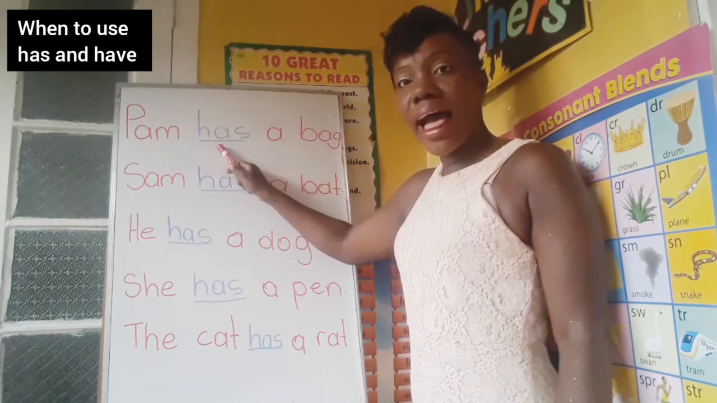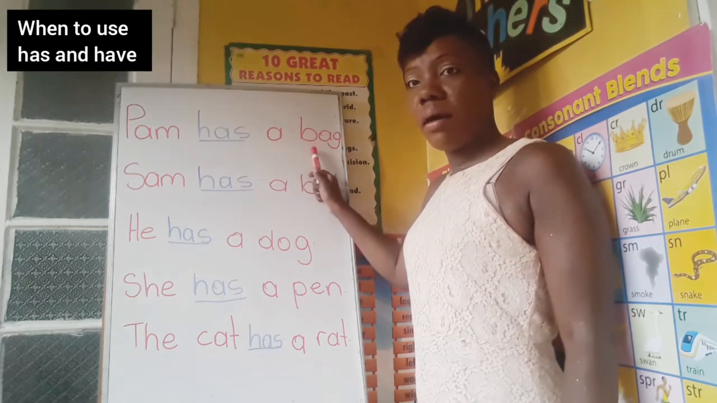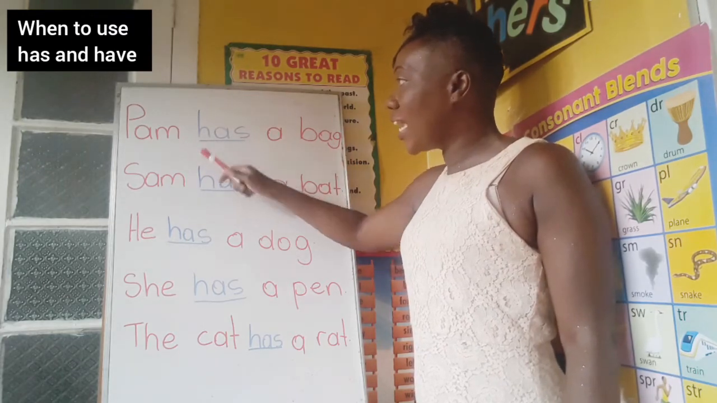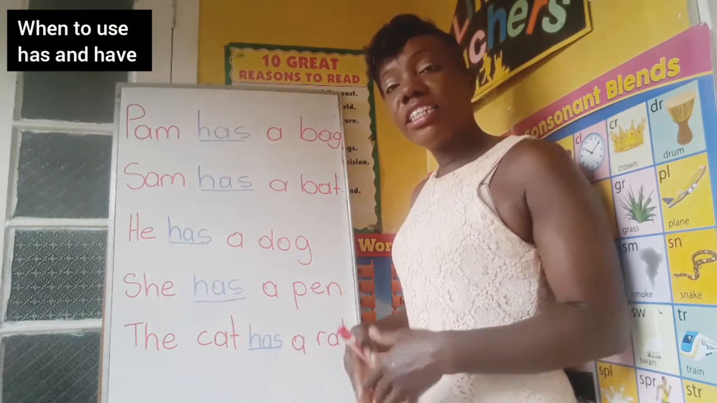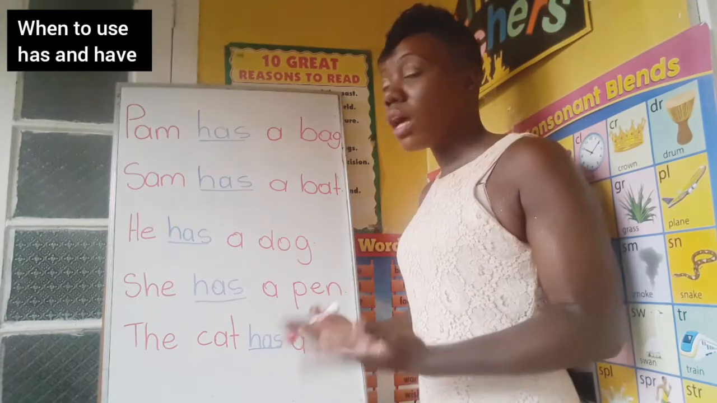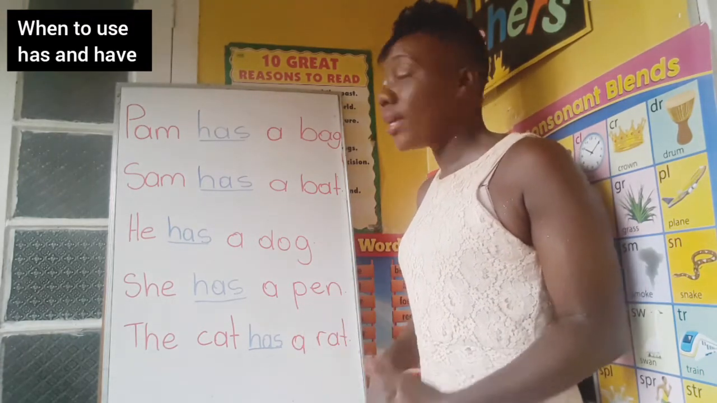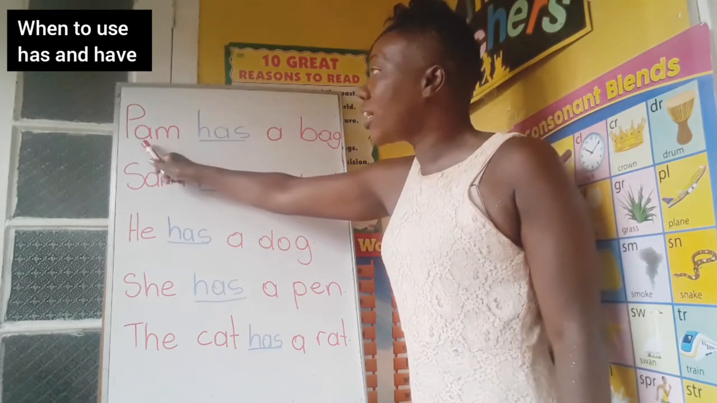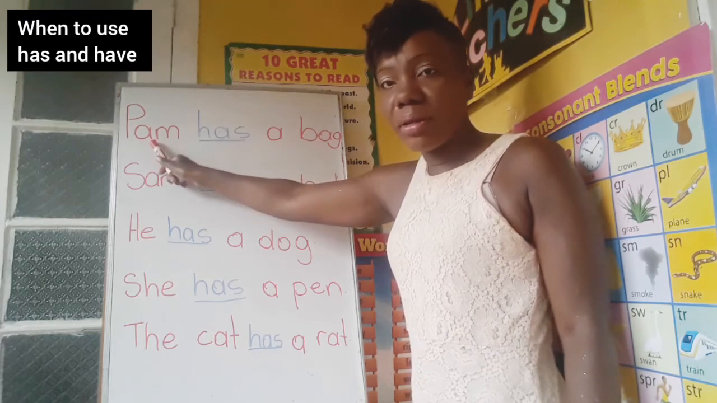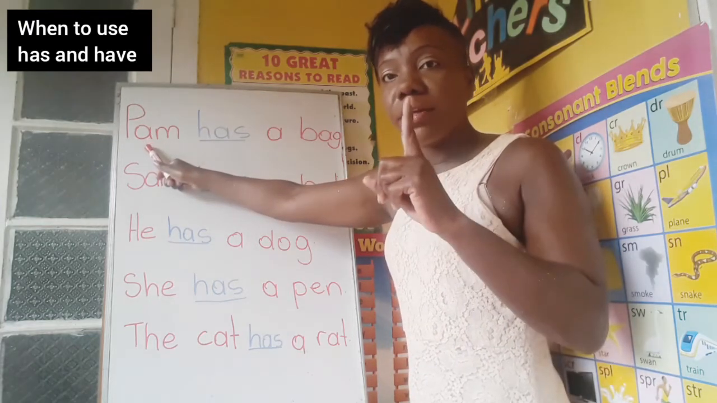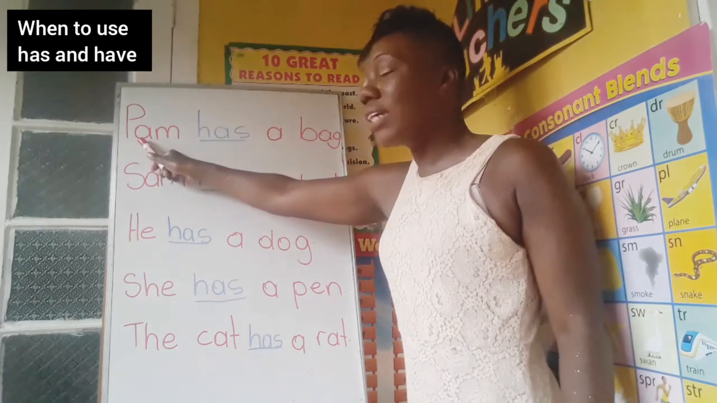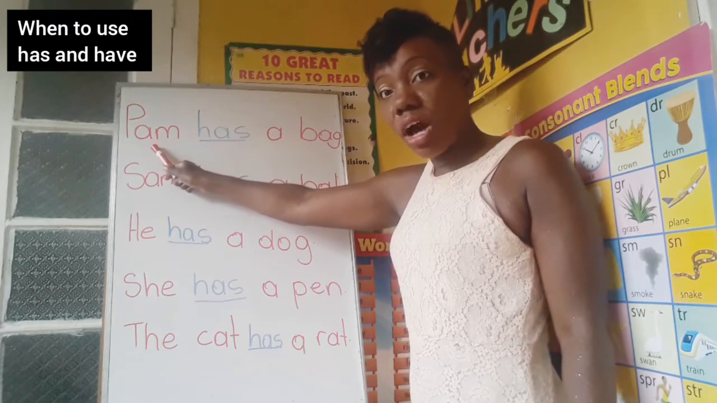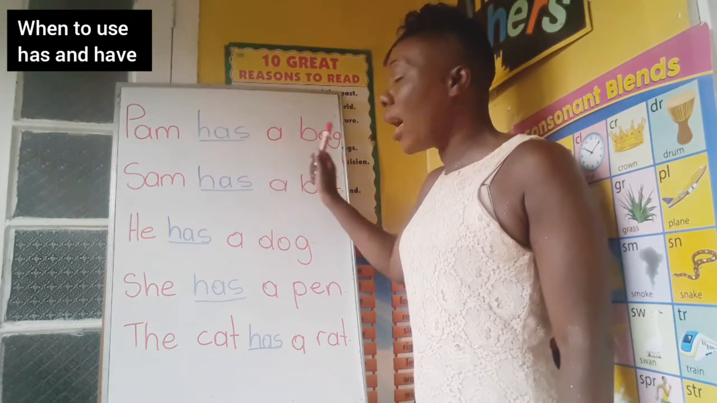Pam has a bag. So this sentence is saying that Pam has a bag. It is showing that Pam owns something or has something in her possession. And so the word has is used because it's talking about Pam, and Pam is how many person right here? One. So one person, and we assume that it's a girl. So Pam, singular noun, has a bag.